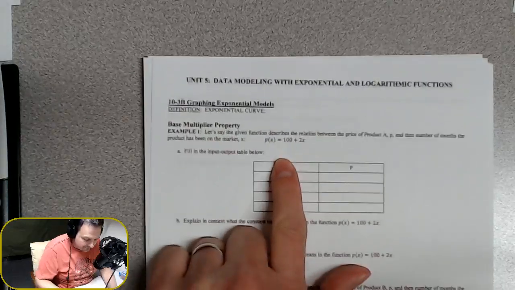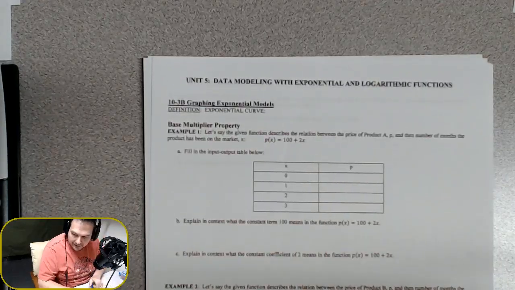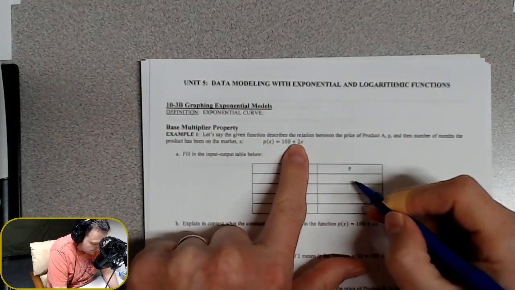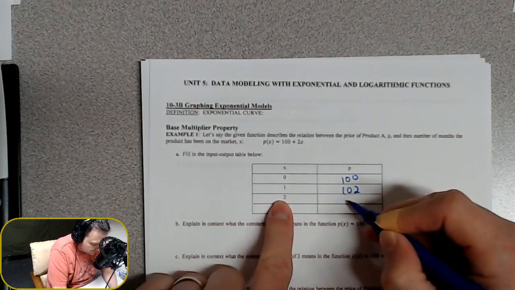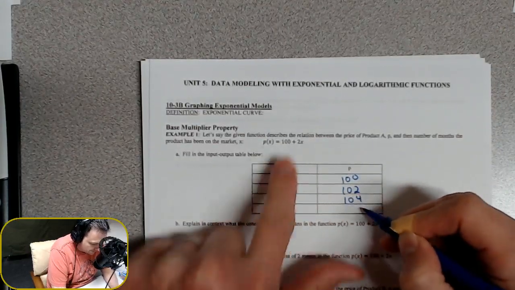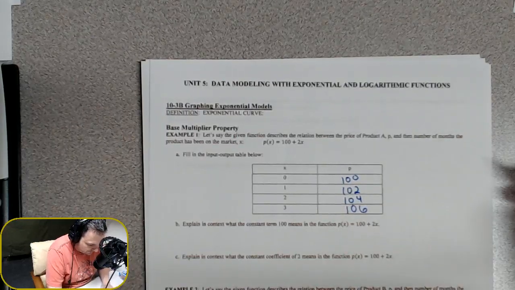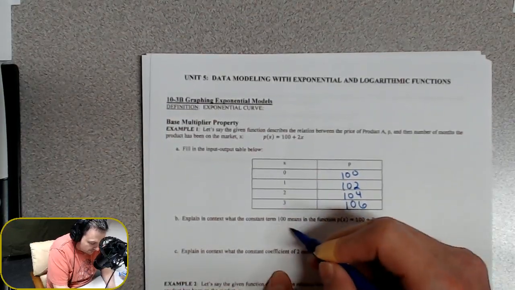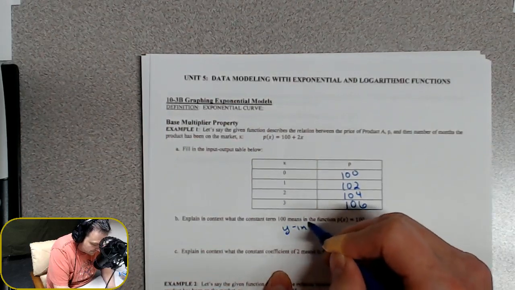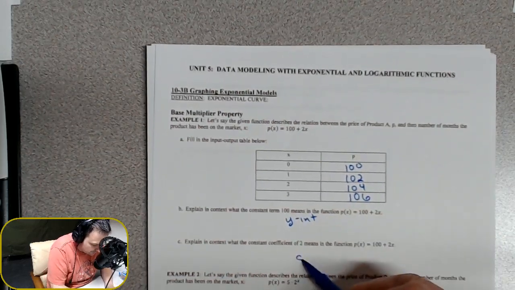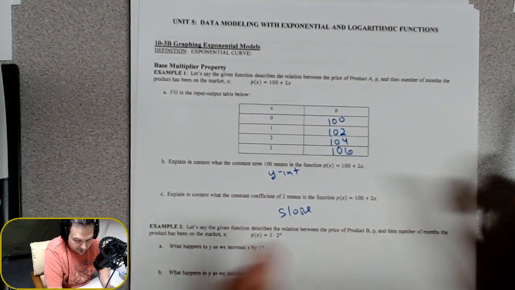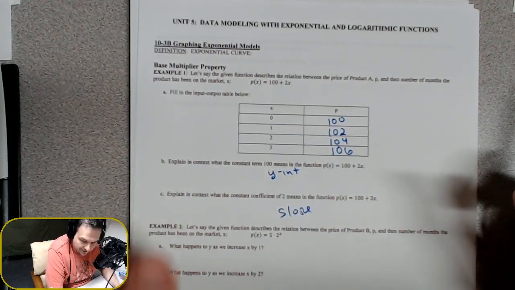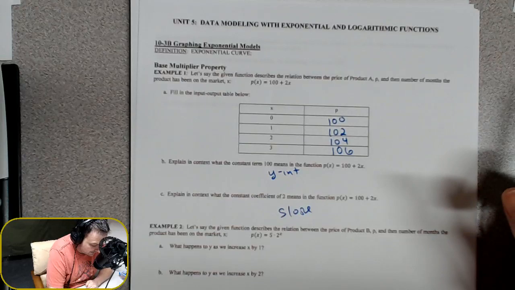Here's another example. So here's our line. Hopefully you recognize that as a line. Plug in 0, our y-intercept is 100. Plug in 1, we get 102. Plug in 2, we get 104. Plug in 3, we get 106. Pretty easy. What is 100? 100 is the y-intercept. And what's the 2? The 2 is the slope. Remember, if you're stuck on something, email me or email Mr. Byrne. But that should be old business.